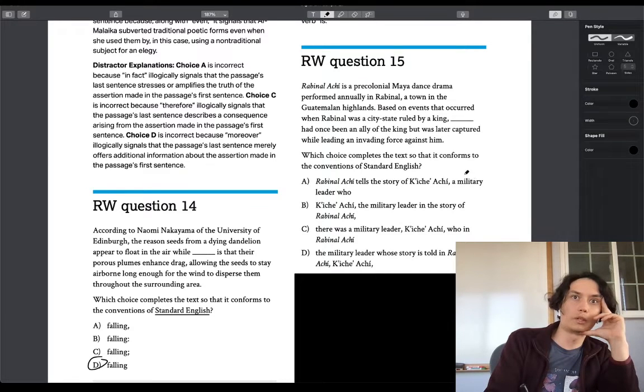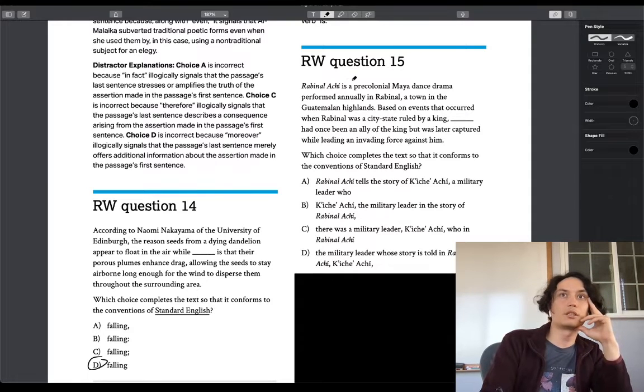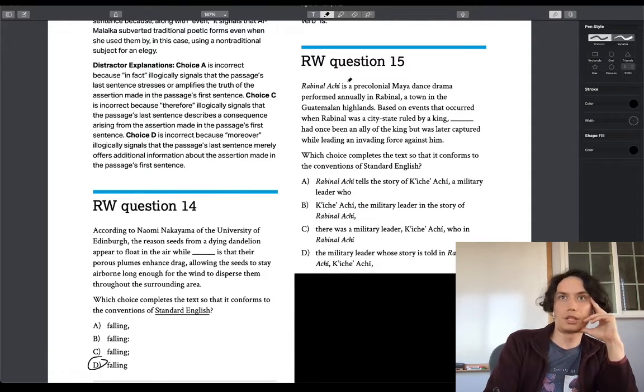Right, wow, this is like a whole, we're going to put this whole phrase here. That's a lot. Okay, this thing is a pre-colonial Maya dance drama performed annually in Rabanal, a town in the Guatemalan highlands. So this is a dance, great. Based on events that occurred when Rabanal was a city-state ruled by a king, doopity-doopity-doo, had once been an ally of the king, but was later captured while leading an invading force against him. This is super jarring. This is super jarring. I kind of hate this presentation.